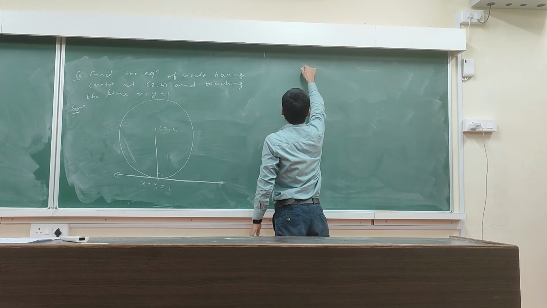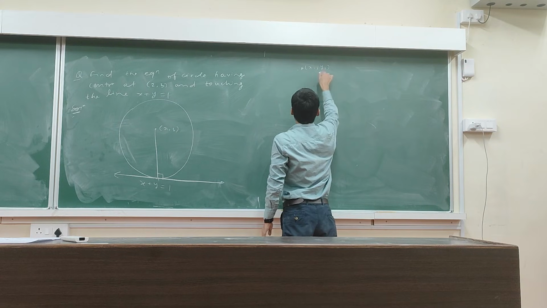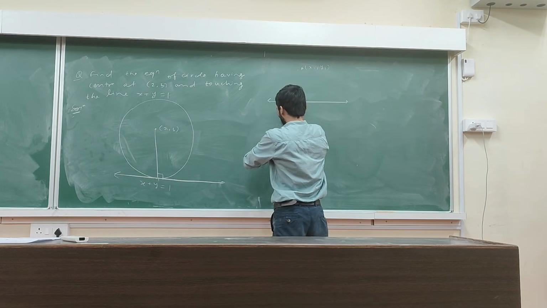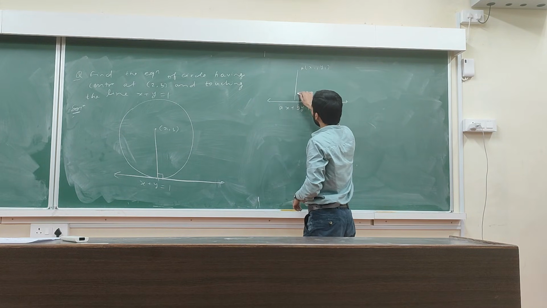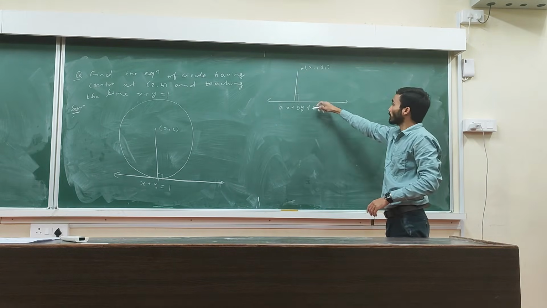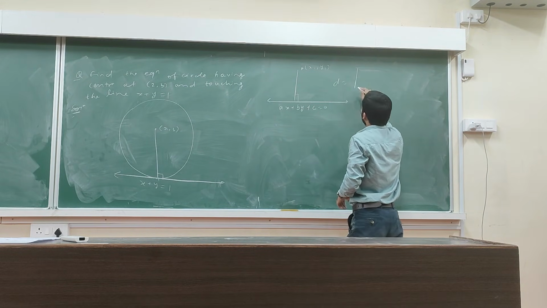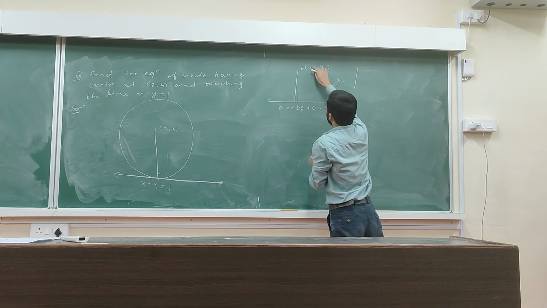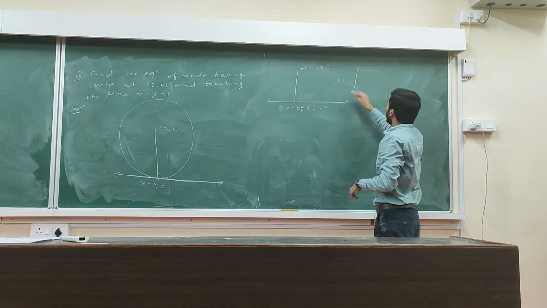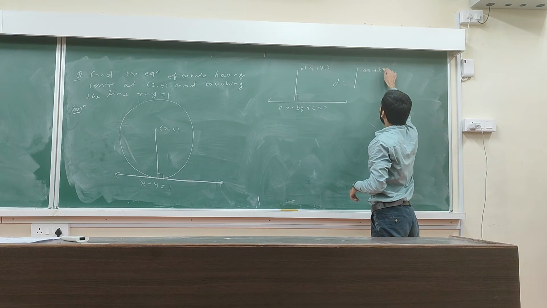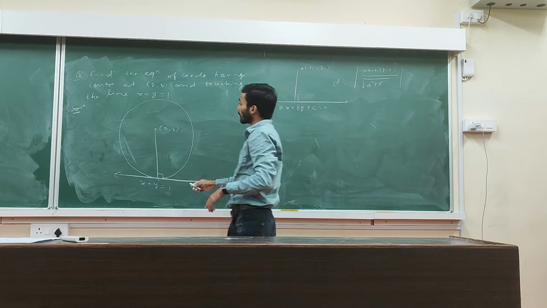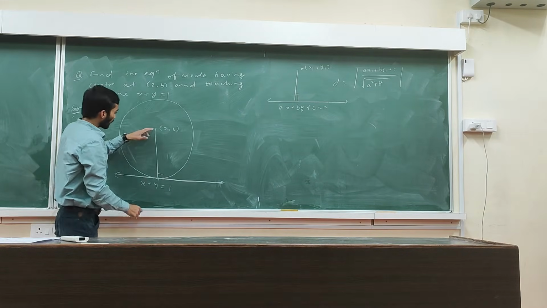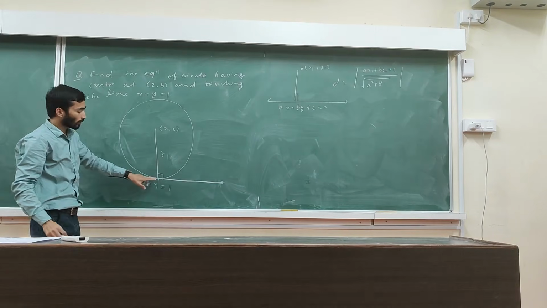Suppose this is the point A (x1, y1), and there is a line whose equation is ax + by + c = 0. We have to find the distance of point A from this line. The formula is modulus of, you just have to replace x by x1 and y by y1, so you will get |ax1 + by1 + c| upon root over a square plus b square. And we have to take modulus because distance is always positive. So now I am going to use this formula. See, this is the radius, and the radius is the distance of this point from this line.